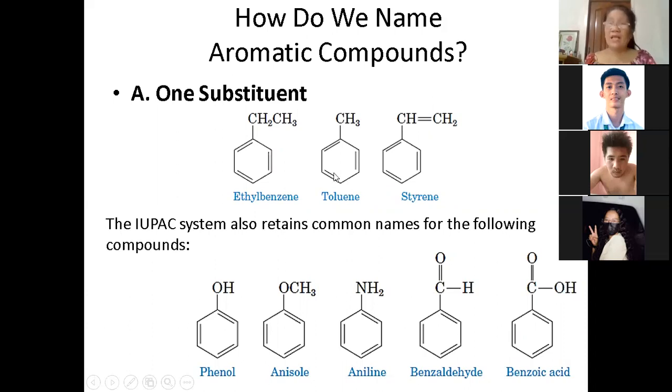I repeat, you should memorize this as the parent name. This is ethyl benzene. This is toluene. This is styrene. This is phenol, anisole, aniline, benzaldehyde, benzoic acid. So you will consider this as the parent name of your benzene. Okay, how about if you have two or more substituents?